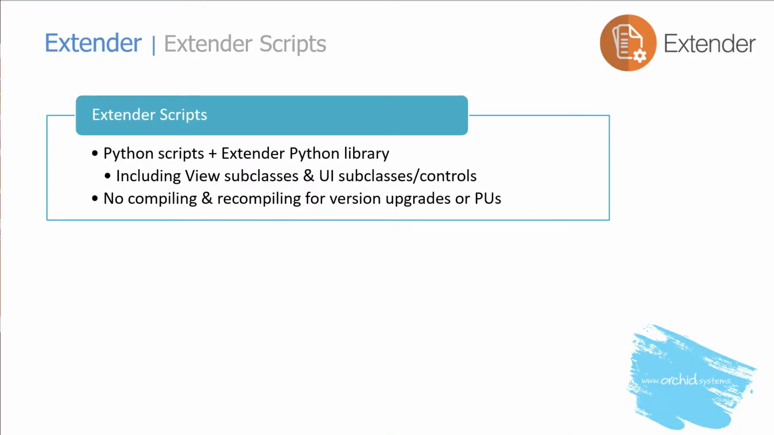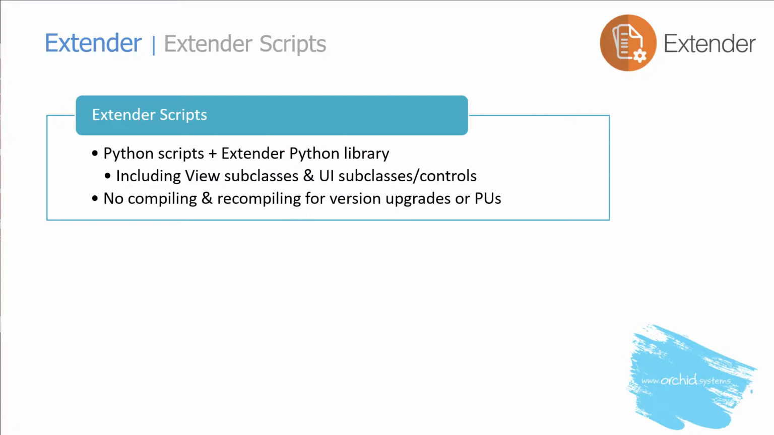So extender scripts for OCXs, just like they are for the views, are Python scripts which include the Extender Python library. And in the Extender Python library, you've got the view subclasses and UI subclasses or controls that you can use in your OCX script or your view script. Python is deployed in a scripted manner, so you don't need to compile or recompile your code for new versions or sometimes for product updates like you do have to do if you're doing an OCX, a VB project around an existing OCX.